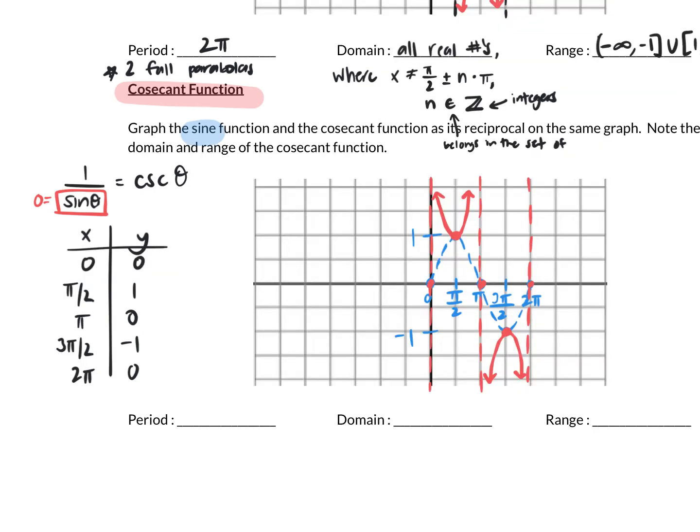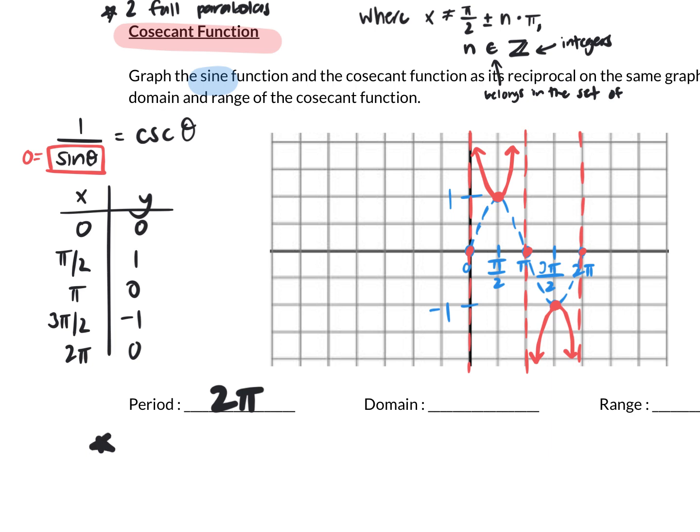So period will always again be 2 pi unless there is a shift or a stretch. And again, we want 2 full parabolas. This one's a little bit easier to see for the reciprocal of sine because I get 2 full parabolas. I don't have like a half of one. I do just have 2 full ones. Okay? My domain for this.